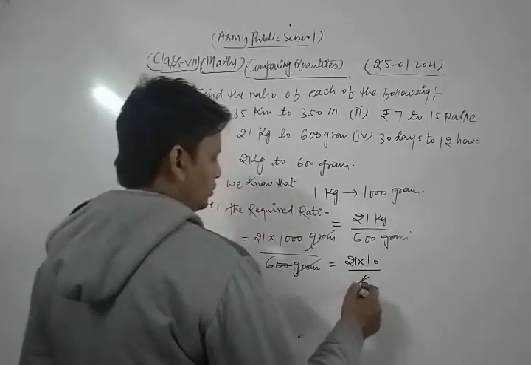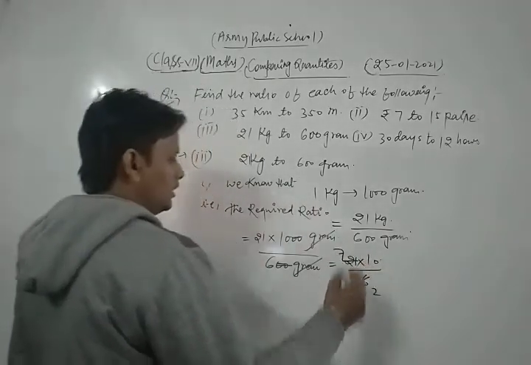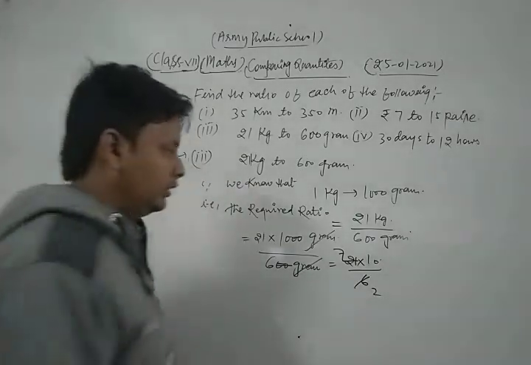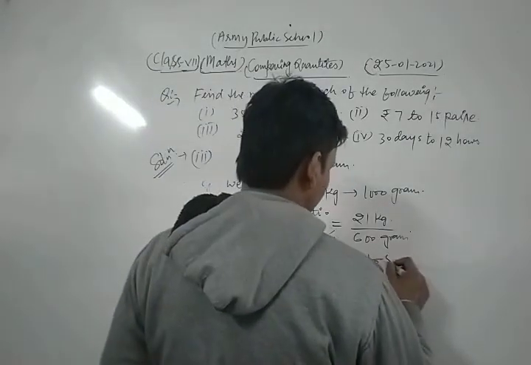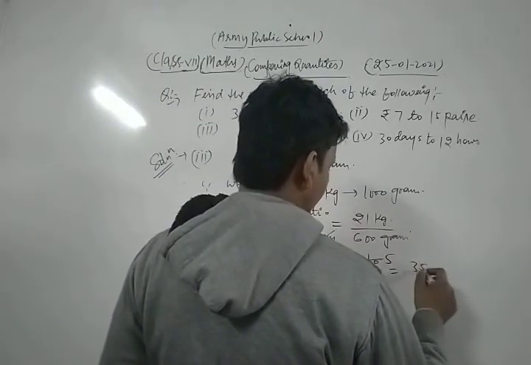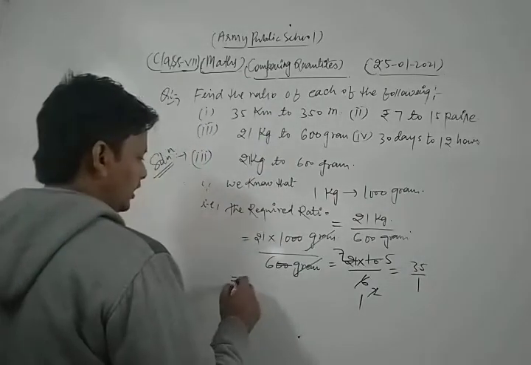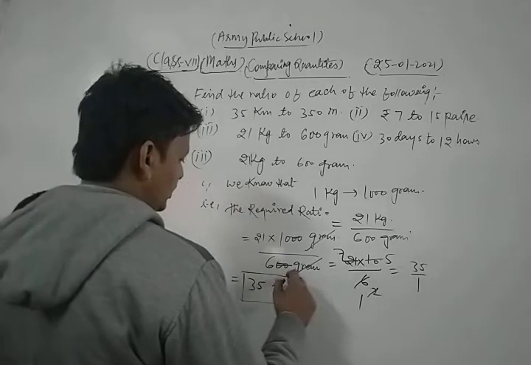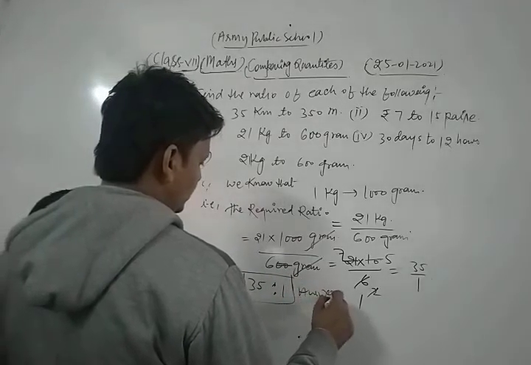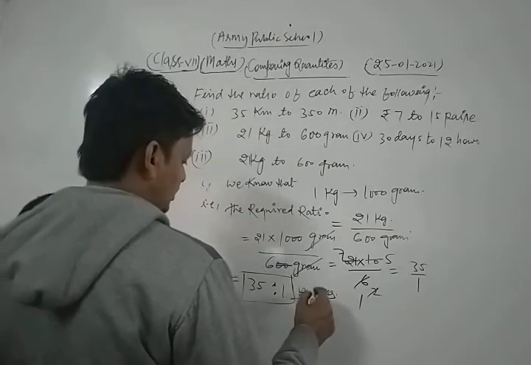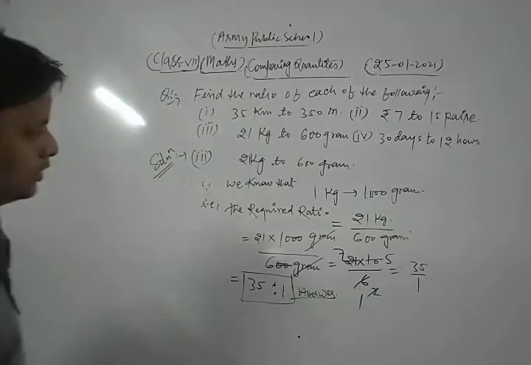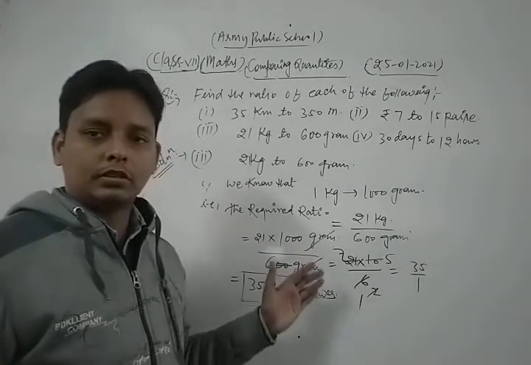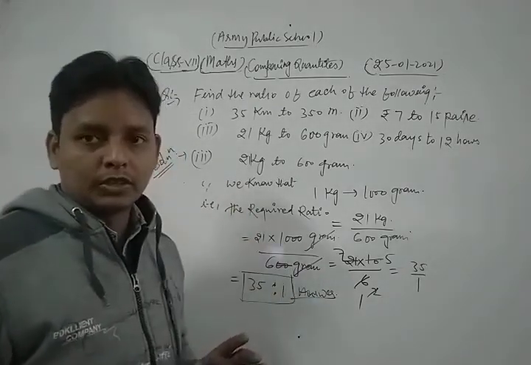Now let's see, 3 2s are 6, 3 7s are 21. So we get 7 into 5, which is 35 divided by 1. Thus the required ratio is 35 ratio 1. This is the required solution of the given question. So in this way you solve the questions based on that topic.